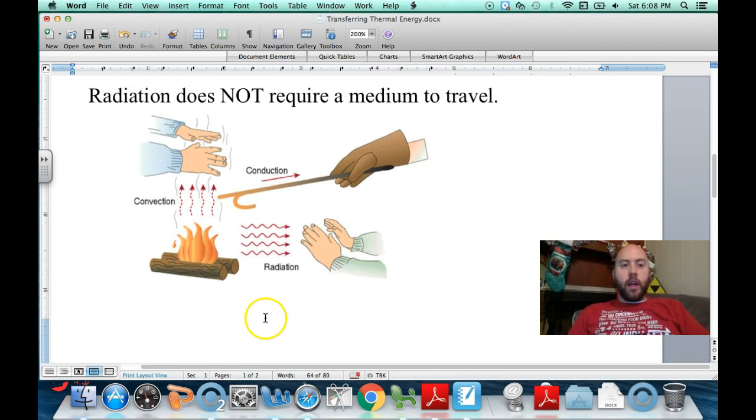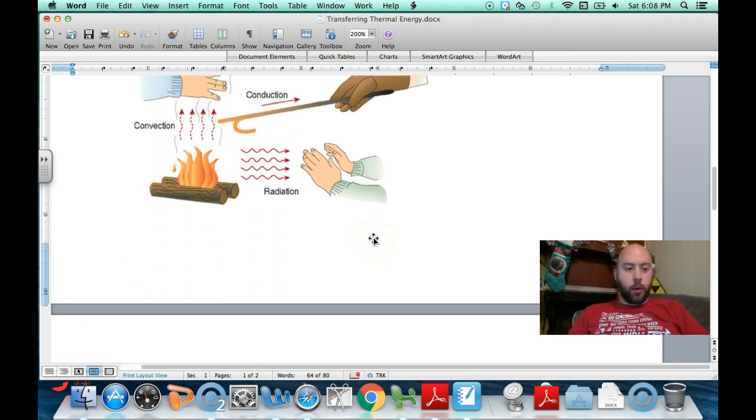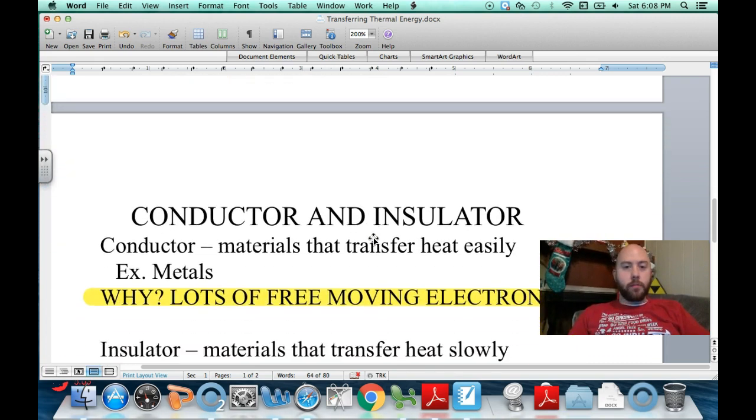So again, convection and conduction must have a medium. Radiation doesn't. I'm already over 5 minutes. Oh well, get over it.